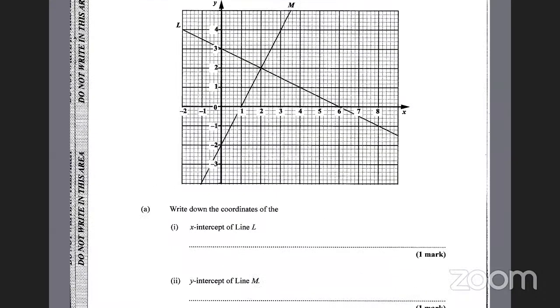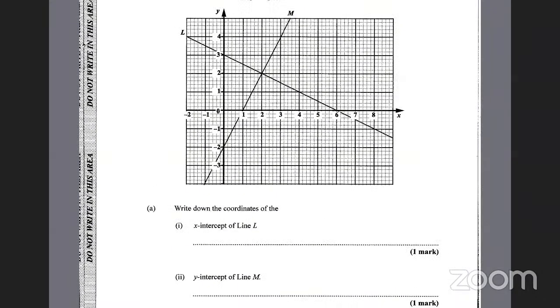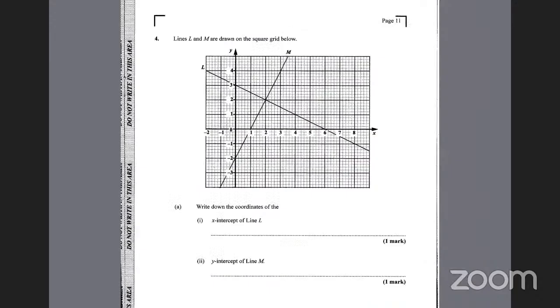Right, let's come back here. What are the intercepts? Right, the intercepts here. The intercept of line L, that's where it cuts the x-axis, the x-intercept, right? So they want the x-intercept of line L, so that's 6, right? Give them the point, (6, 0). And the y-intercept of line M is right down here. That's (0, -2). Okay, those are the intercepts.